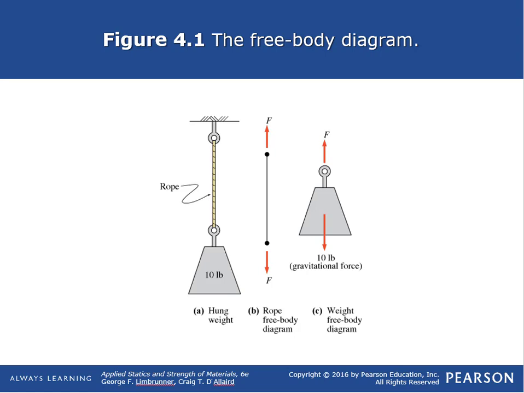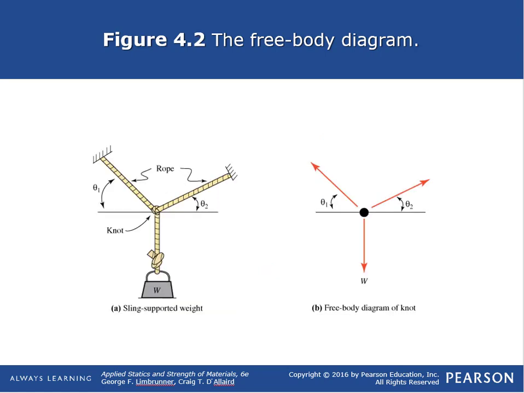Here's another example of a free body diagram. Here we have a weight that's supported by two ropes tied together with a knot. For solving this problem, the ideal place to draw your free body diagram is at the knot. What we have at the knot is a tension in one rope that comes off at this angle, and the tension in the other rope that comes off at the other angle. Those tensions are based upon the gravitational force due to the weight that's being supported. So that is the free body diagram of the knot.